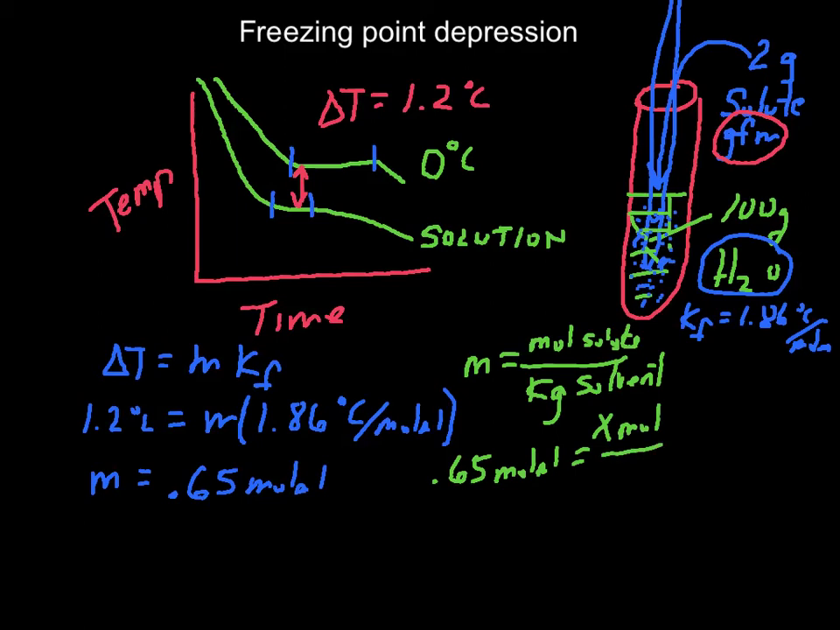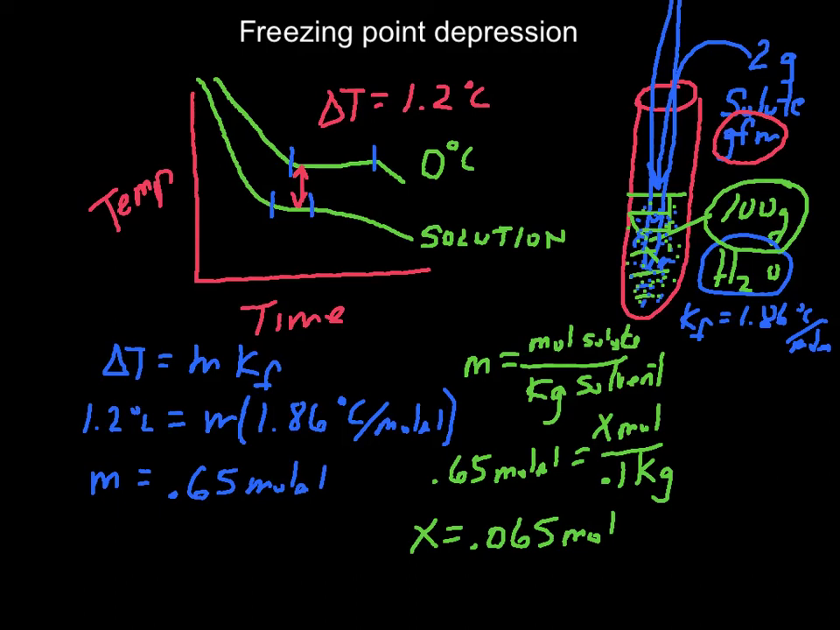Now the grams of solvent that I used was 100 grams. That means I have 0.1 kilograms because there's 1,000 grams per kilogram. So I multiply that by that and I end up with X being equal to 0.065 moles of solute. And this is something that you would expect, because what's messing up the freezing point is the fact that you have particles interfering with the normal freezing of that solvent. And so the more moles I have, the more it's going to mess up the freezing point.